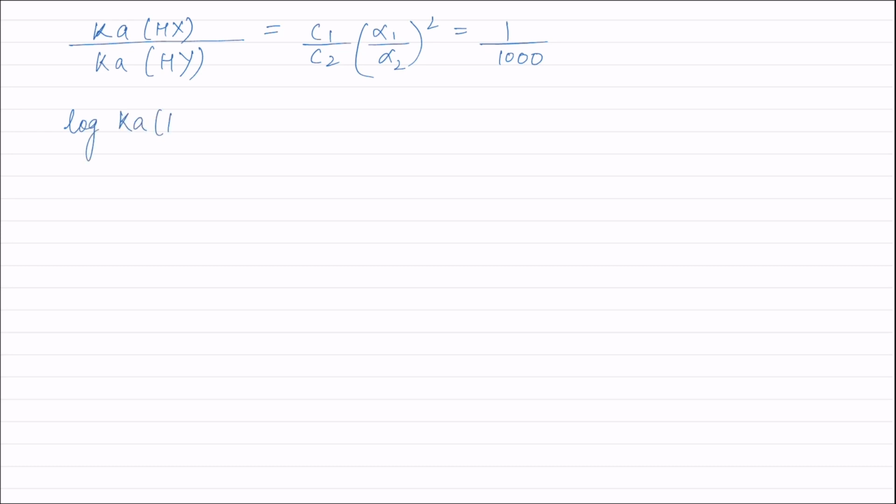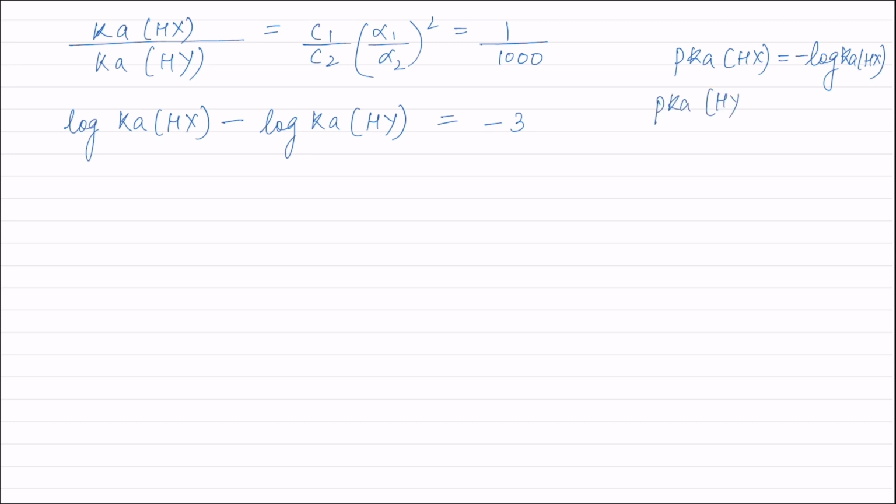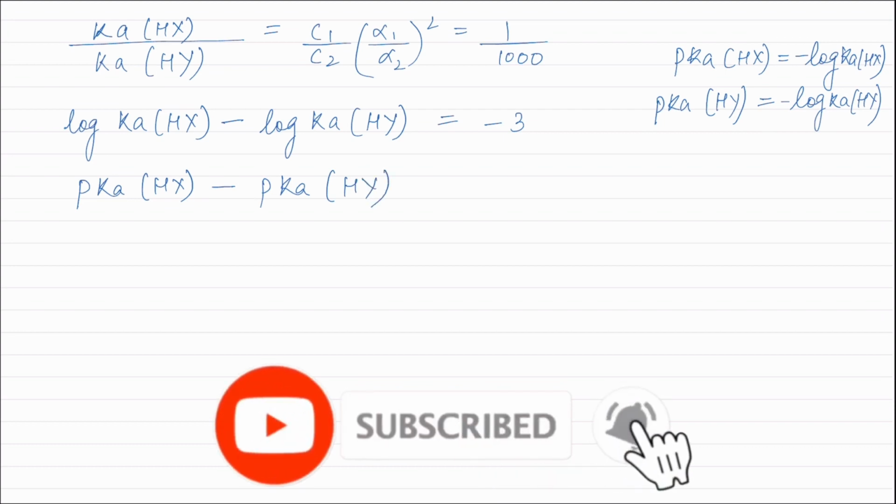Therefore Ka of HX divided by Ka of HY is equal to C1 by C2 into alpha 1 by alpha 2 whole square, and this is equal to 1 by 1000. From this, log Ka of HX minus log Ka of HY will be equal to minus 3. Now pKa of HX will be equal to minus log Ka of HX, and pKa of HY will be equal to minus log Ka of HY. Therefore, pKa of HX minus pKa of HY will be equal to 3.